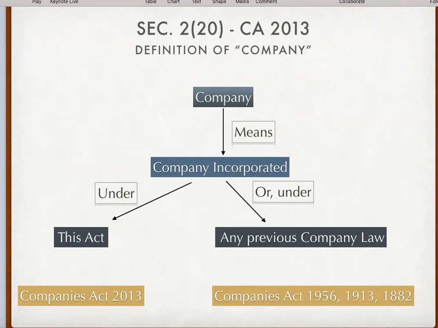So firstly, it says the company means company incorporated. Now this is the term that will be expanded later on. Thereafter it says under this Act. So company incorporated under this Act means Companies Act 2013 or under any previous company law. The previous company laws before the Companies Act 2013 were the Companies Act 1956, 1913 and 1882. So if there is any company which is incorporated as per the provisions of any of these Acts, it will qualify to be referred to as the company.